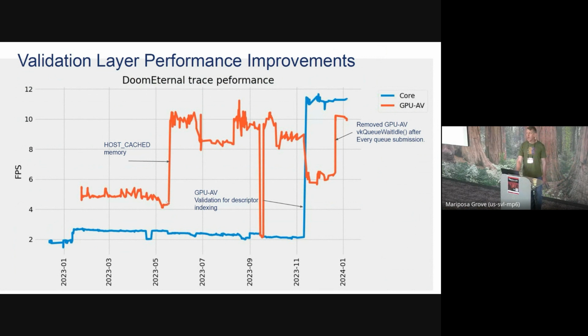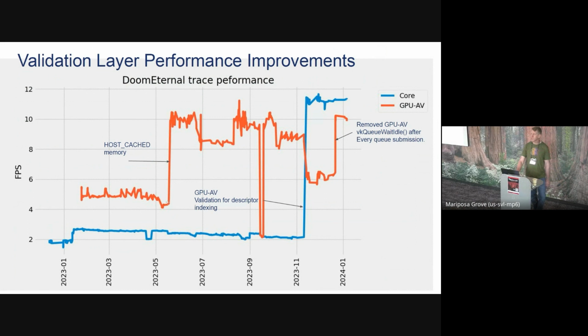The blue line is what core validation was running at. So it's about 2 frames per second. It's kind of painful to watch at 2 frames per second. GPU AV is the red line. It was a bit better, especially once we started using cache memory. Then I moved the descriptor indexing validation to GPU AV. Core validation went way up, became somewhat usable. GPU AV took a hit because it's doing more work.